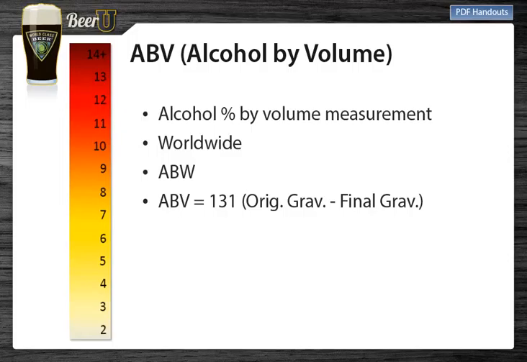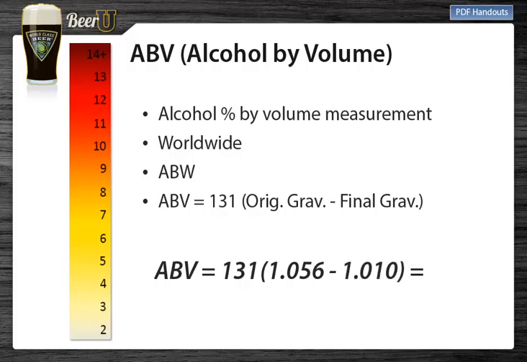ABV is often measured by brewers with a fairly simple equation that approximates the true ABV. The final gravity, or FG, is subtracted from the original gravity, or OG, then multiplied by 131. Here's an ABV equation sample. To determine a sample ABV, we could multiply 131 times the original gravity. Let's say 1.056 in this case. But we need to subtract the final gravity from that first. Let's say 1.010. This would leave us with an estimated ABV of 6.03 for this hypothetical beer.